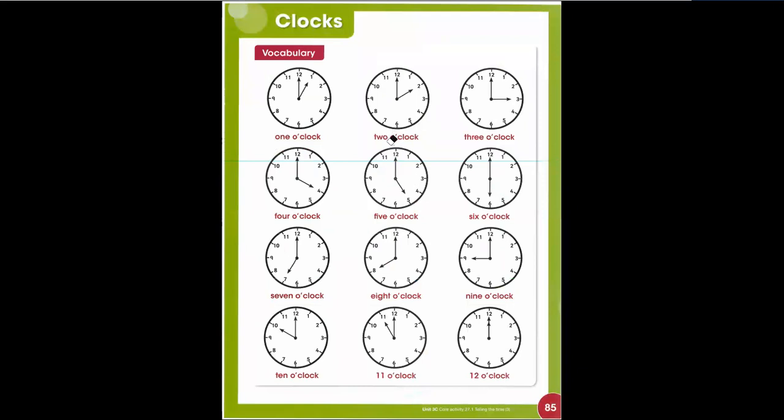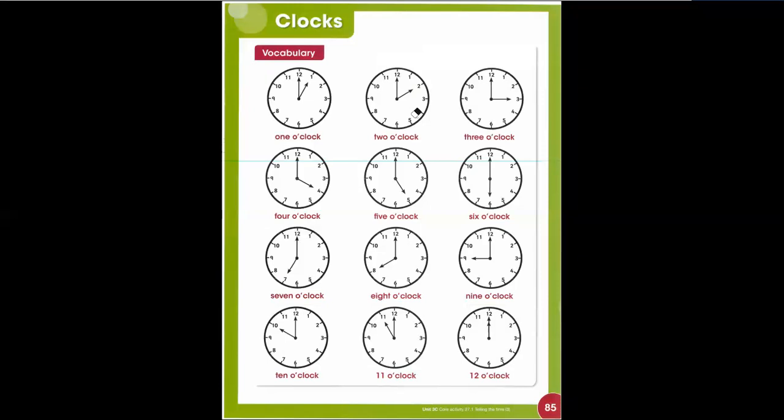These are called analog clocks. There are two types of clocks: digital clock and analog clock. In digital clock, it shows us number, and in analog, they show us hands. In analog, we have two hands.